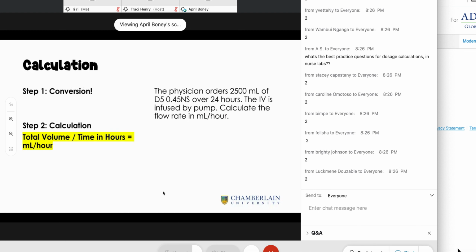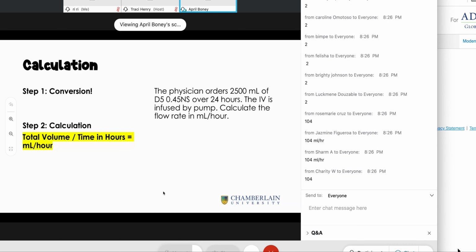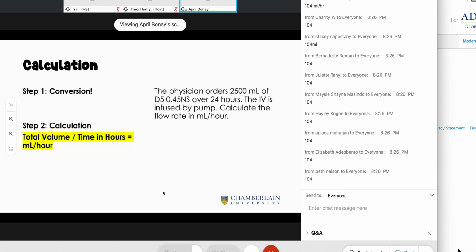Okay, let's move on. Let's do time, or milliliters per hour. So remember, the equation is total volume divided by time in hours is going to tell you how many milliliters per hour to set your infusion pump at. So our physician orders 250 milliliters. Doesn't really matter what the solution is. That's not the point of this question. We know that we have 2,500 milliliters and we want to give it over 24 hours. And the question says calculate the flow rate in milliliters per hour. So we're going to do 2,500 divided by 24 hours.